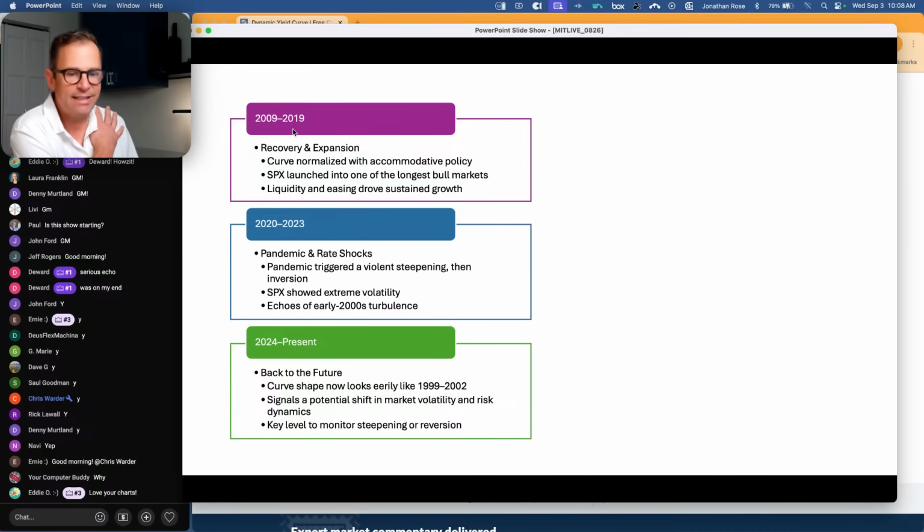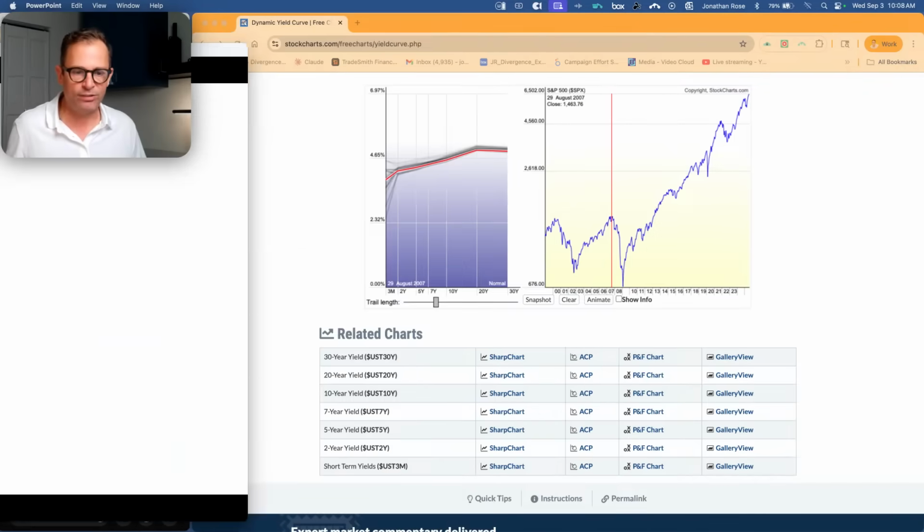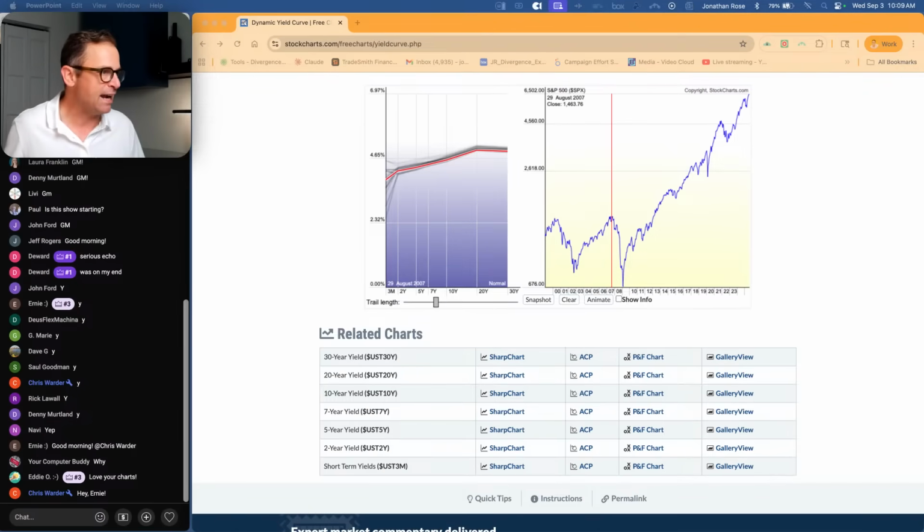Now we're going to go to 2009 to 2019. Recovery and expansion. Remember what happened. The curve was dead flat, right? It was raising. It was flat. 5% in the front of the yield curve. 2020, we're going to run into COVID. And then 2024 to present, we'll take you to present day. Let's look at it.